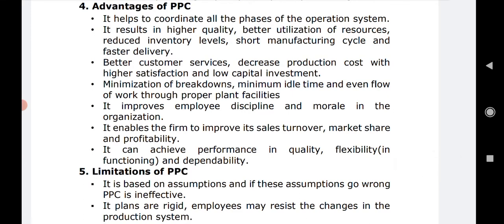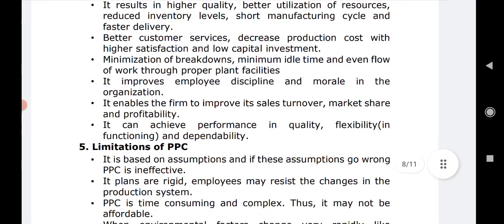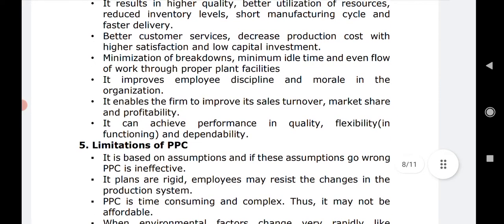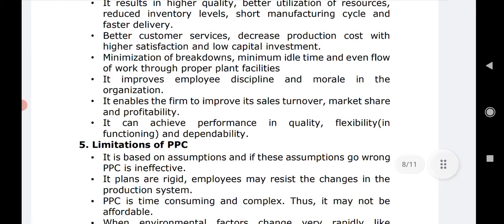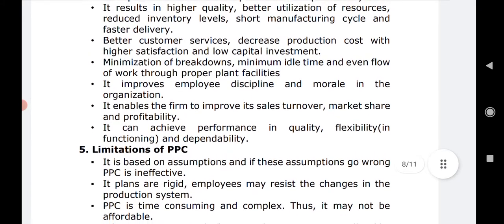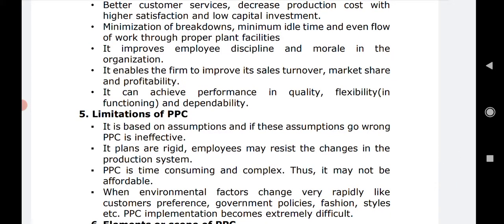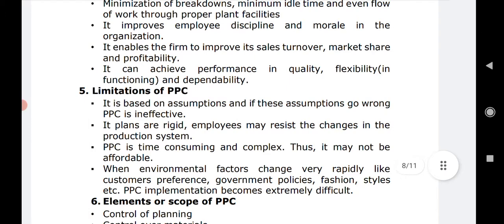Here we are coming up to a few of the advantages, like it helps to coordinate all the phases. Next, it results in higher quality, better use of resources, reduced inventory levels, short manufacturing cycles and fast delivery. Next, better customer services are there, decreased production cost can be there with the higher satisfaction, and there can be low capital investment. Again, there can be minimization of the breakdowns, a minimum idle time, even a smooth flow of work through proper plant facilities. That means everything is being utilized.